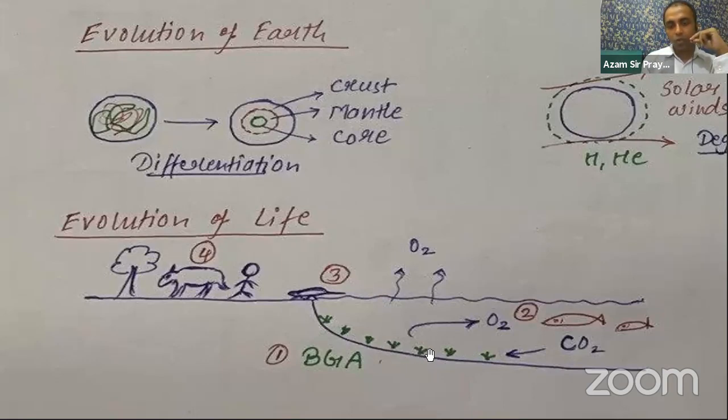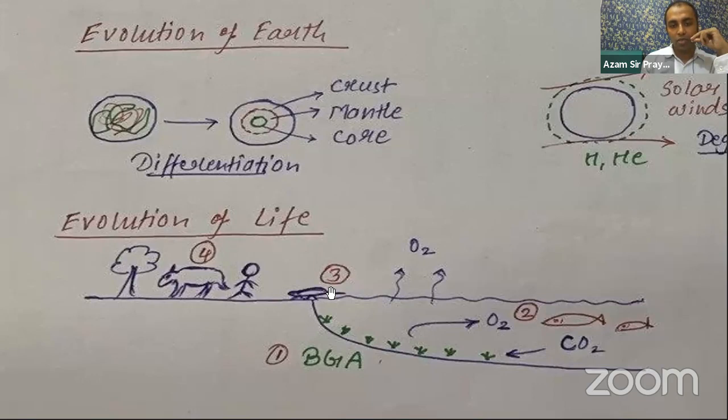The function of this was to do the photosynthesis. So they started taking the carbon dioxide, started releasing the oxygen, and the oxygen was present in sufficient amount in the water. The aquatic animals started coming into evolution. After this, the oxygen came to the atmosphere, got mixed into the atmosphere.